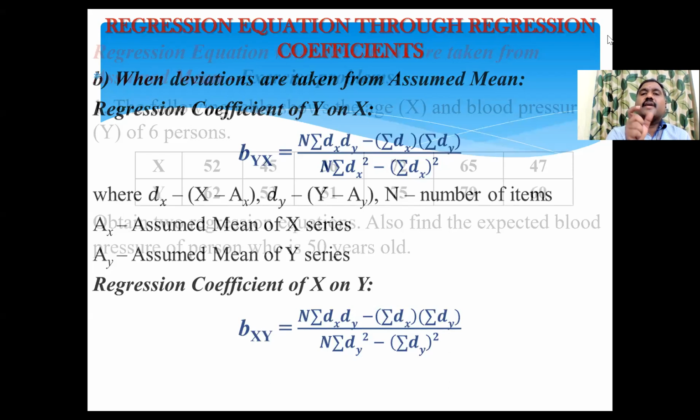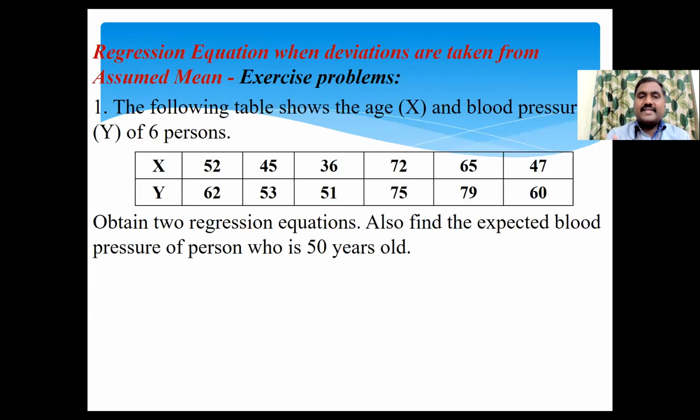They are representing the variable x as age and y as blood pressure of 6 persons. That means capital N equals 6. They are asking you to obtain the regression equation y on x, x on y, and also to predict the blood pressure of a person who is 50 years old. Blood pressure is the variable y. So they're asking you to predict the y value, the blood pressure, if the person's age x is 50.